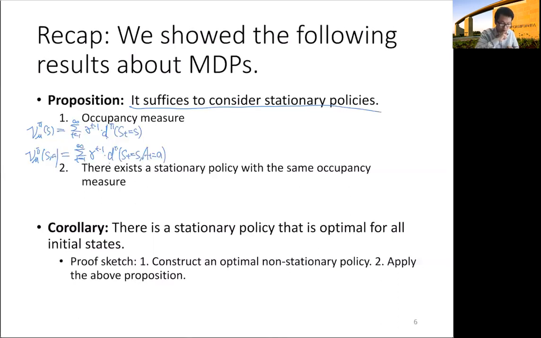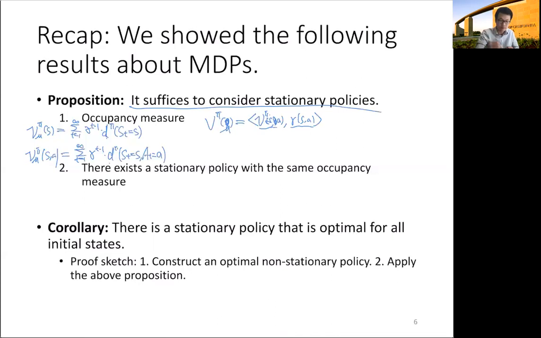We derive this in a different way, which essentially says that the value function of pi can be rewritten as the inner product of the occupancy measure mu of S, A and R of S, A. This is saying that, since this is the expected reward whenever you run into this state-action pair, it suffices to multiply it with the occupancy measure and sum over S and A. That gives you the value of this policy pi when the initial distribution is mu.